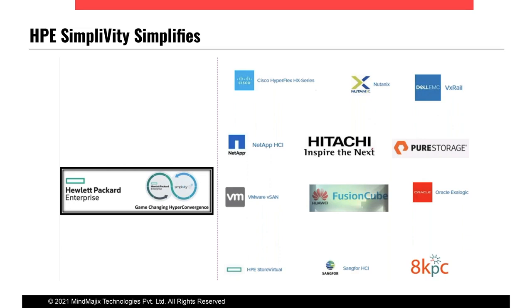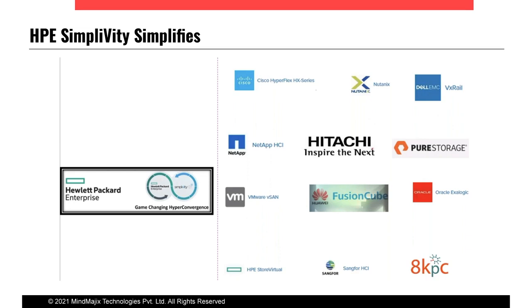What are the comparisons between Simplivity and Nutanix? That can be helpful globally, to see what HCI solutions are there. NetApp is there, Hitachi is there, Pure Storage is there, VMware vSAN is there, FusionCube is there, Oracle Exadata is there.